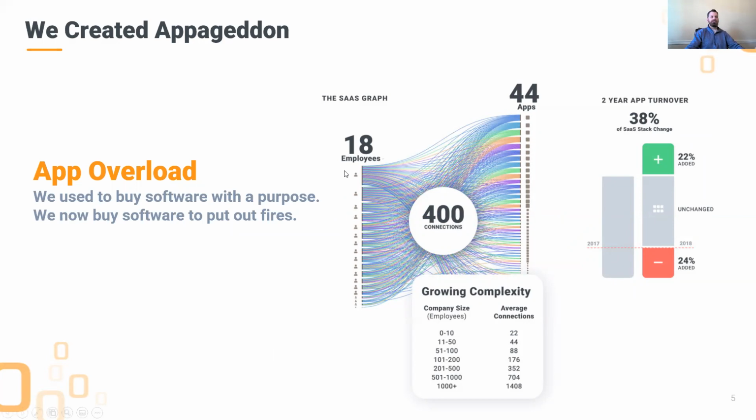So you can see here in this graph that if we've got 18 employees and 44 apps, or switch it around, 44 employees and 18 apps, it's created 400 connections. That's 400 usernames and passwords. And when we have to manage 18 applications, we've got 18 support departments to call when there's an enhancement or an upgrade or a break.